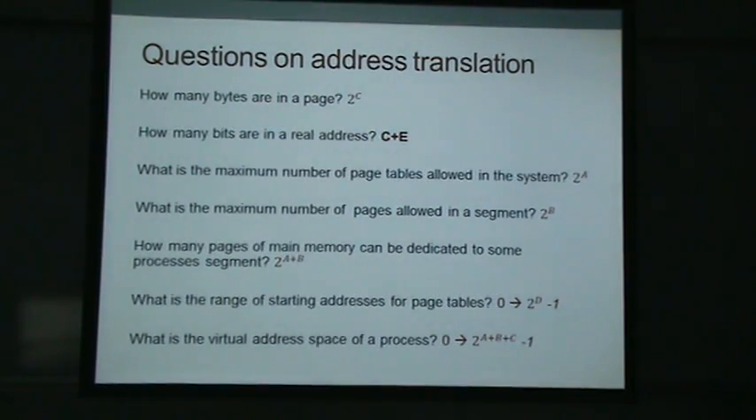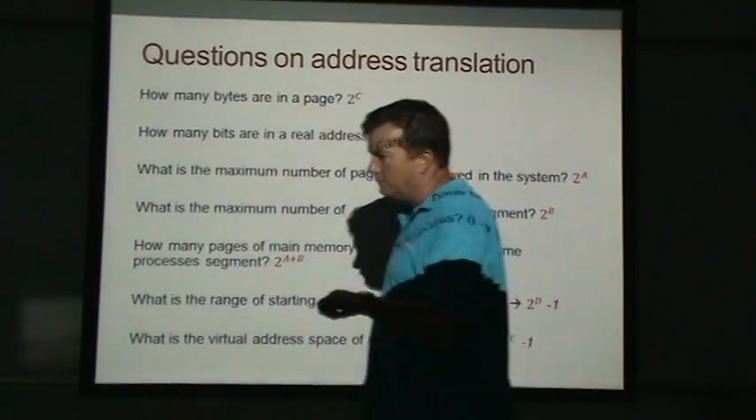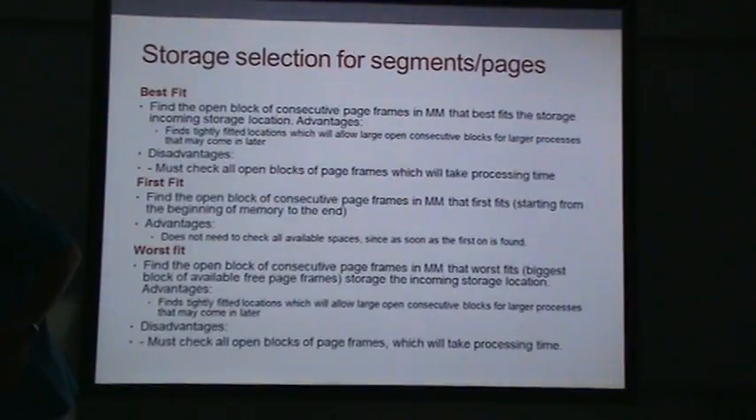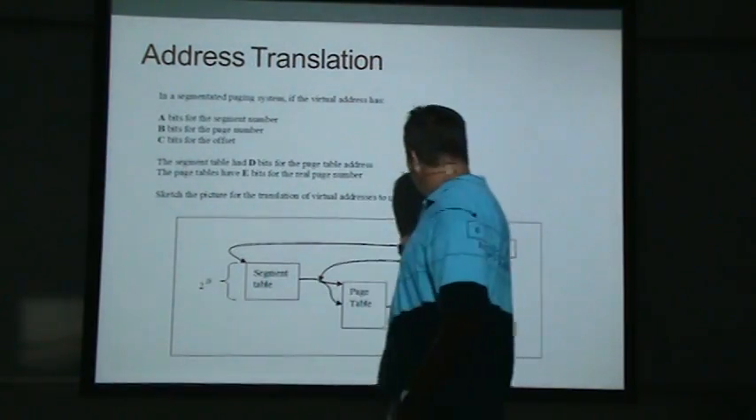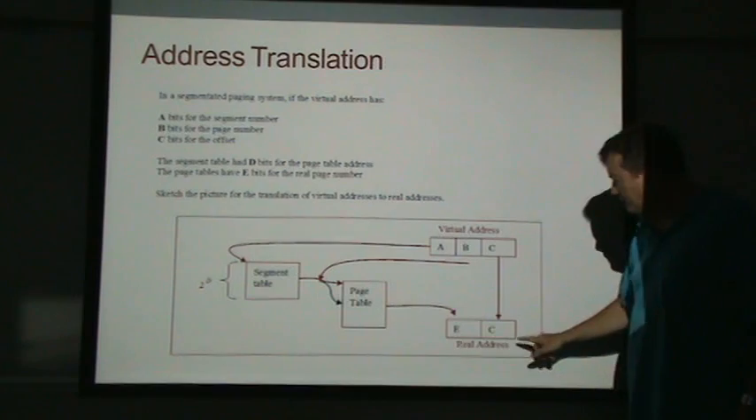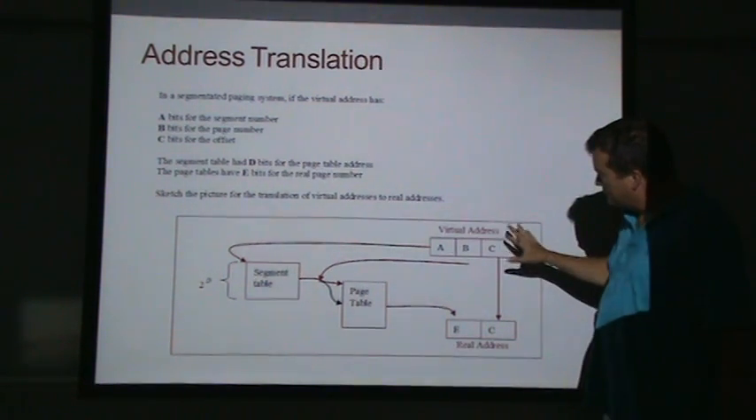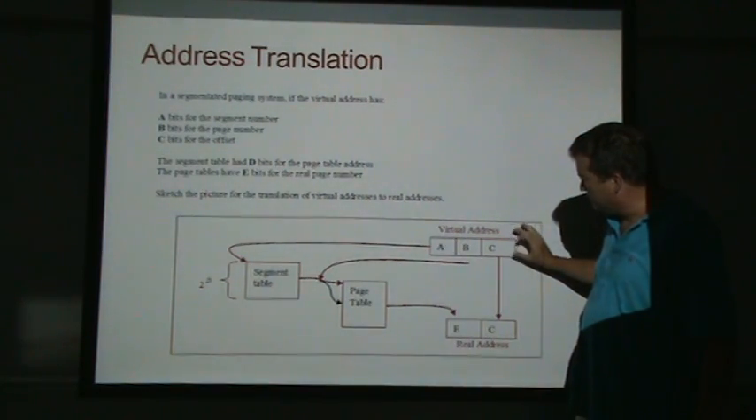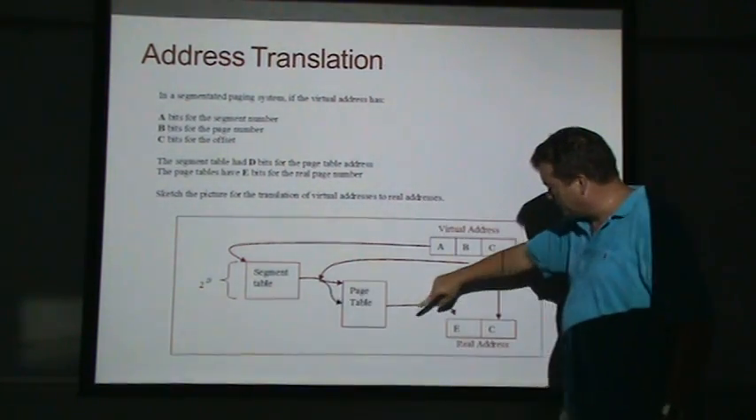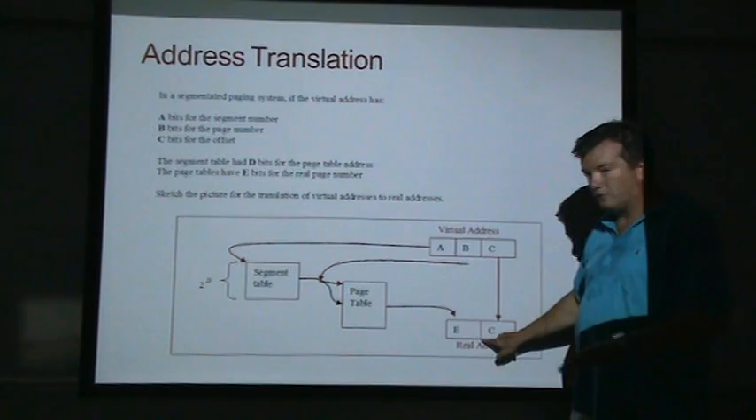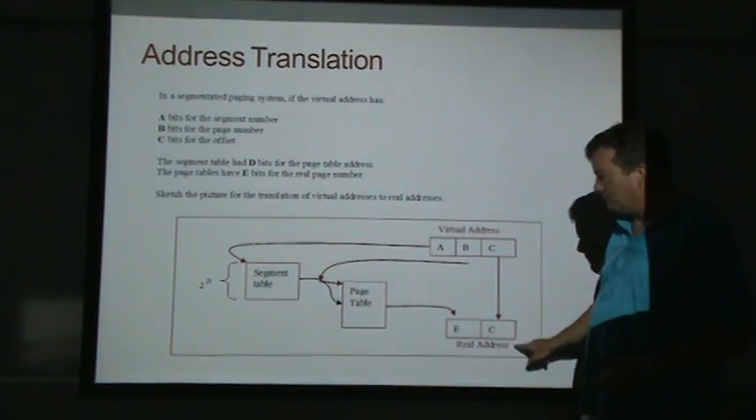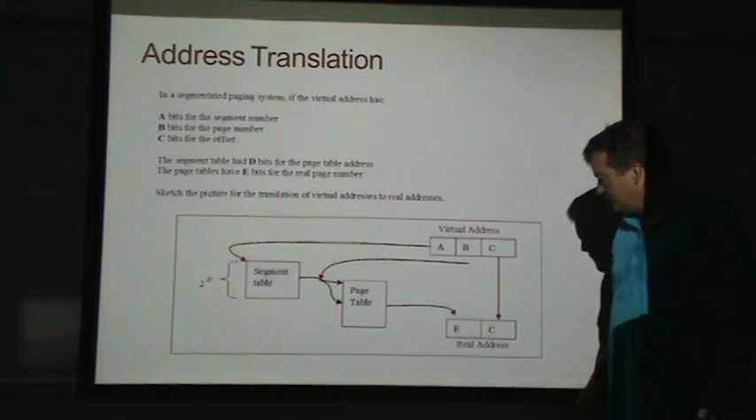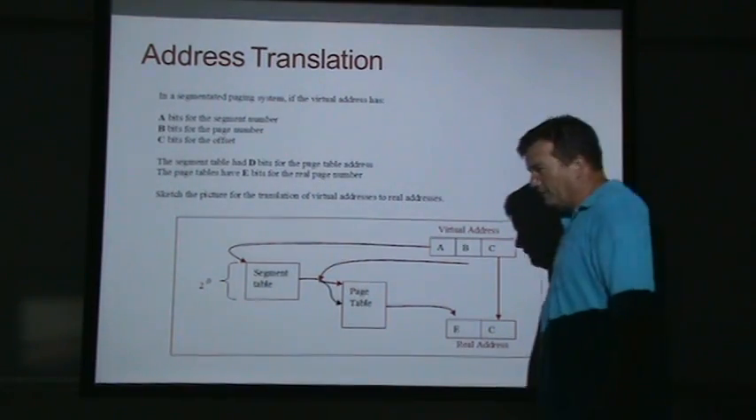How many bytes are in a real address? The real machine address, not the virtual one, not from the point of view of the programmer, but from the point of view of the actual machine that it's loaded into. What happens is these virtual addresses go through a translation mechanism and then we have E bits for the real page number and C bits for the offset into that page. So that would be E plus C.